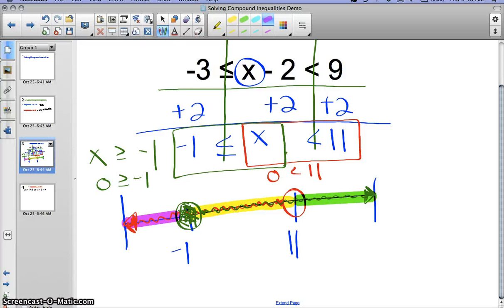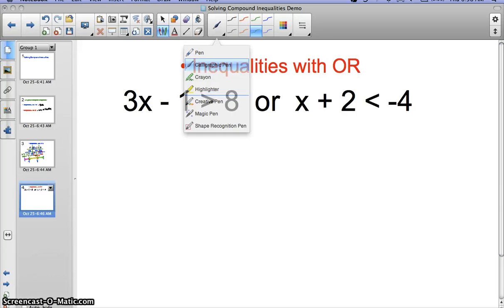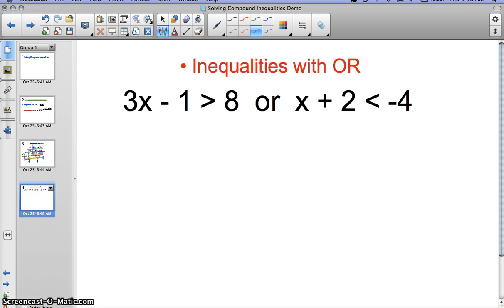Alright? Let's take a look at an OR. Switch back over to my calligraphy pen to make myself look fancy when I write. Alright, so I've got 3x minus 1 is greater than 8, or x plus 2 is less than negative 4. So all you need to do in these is simply look at one piece at a time. I'm going to use the green marker on this side, and I'll use the blue marker on the other side. And we just do it one by one.